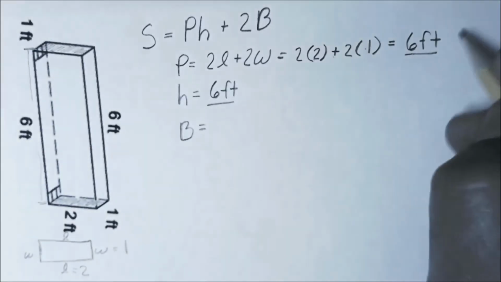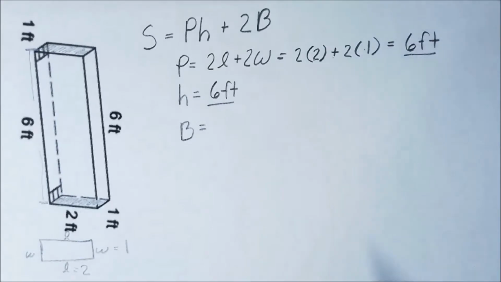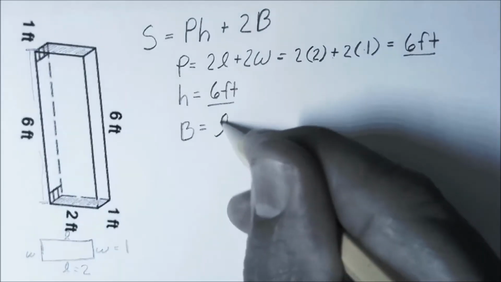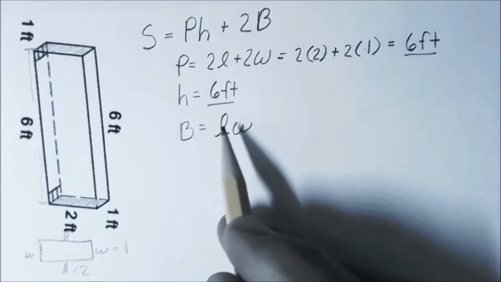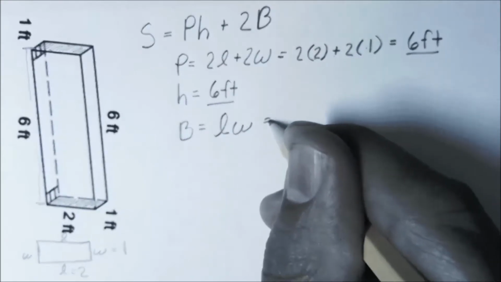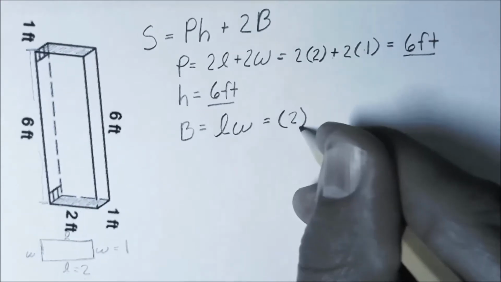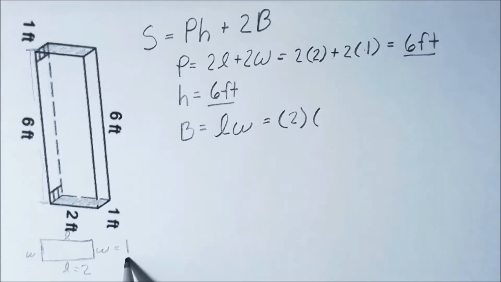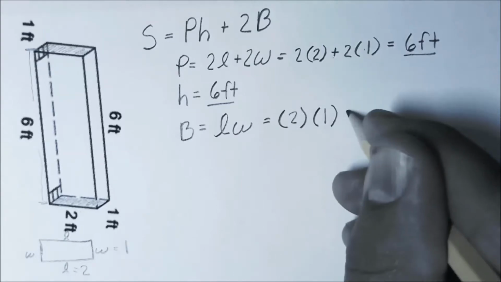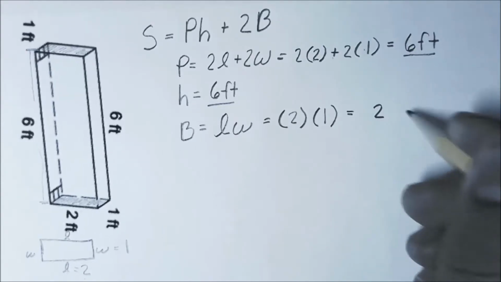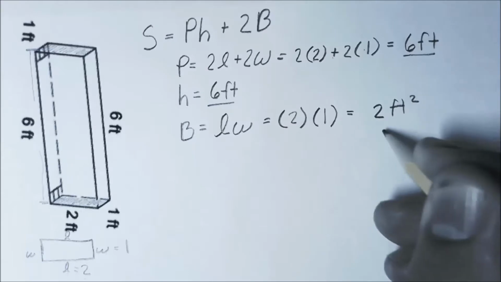So there's one number. We have our other number here. All we have left to do is the area of the base. And since this is a rectangle, that's a formula that we're quite familiar with. The area of the base of any rectangle is just going to be the length times the width. So just so you can see it, I'm going to put LW, which means length times width, is equal to, and my length is going to be 2, so I'm going to put a 2 in there, times my width, which is 1, so I'm going to put a 1 in there, and that gives me 2 feet squared.